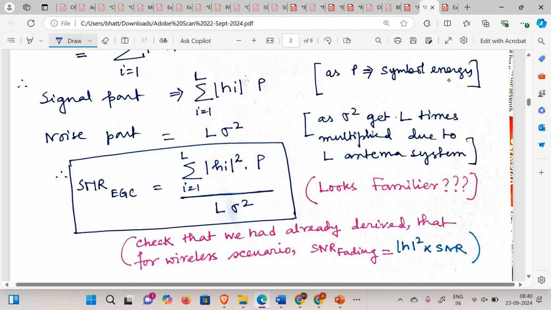If you remember in SNR MRC, what was the equation? Normalized of H square into SNR. But that was not divided by any L. Alright? But here the division is by L. So that is why it is reducing it to a certain extent.